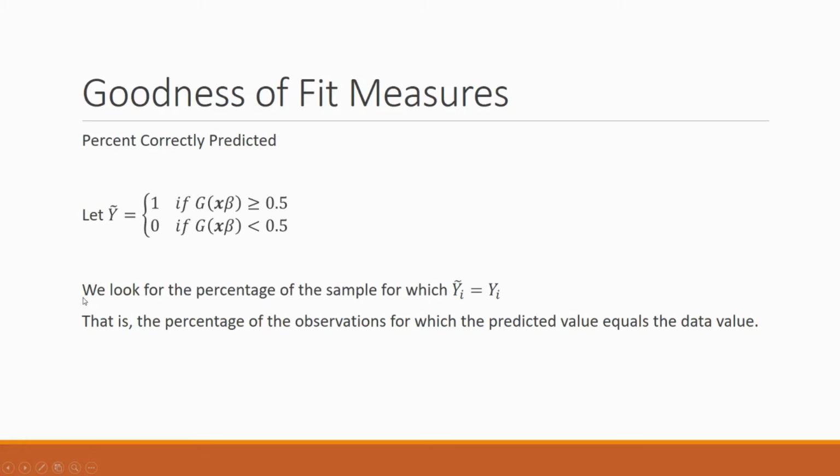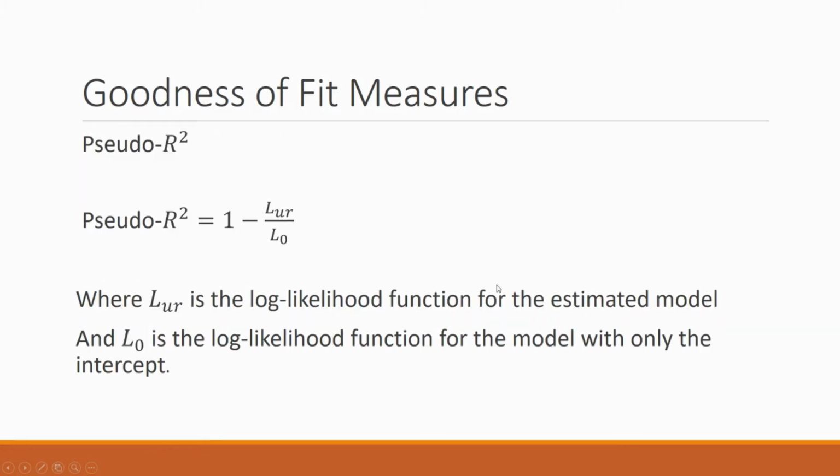And then what we do is we look at the percentage of the sample for which y squiggle equals y. That is the percentage of the observations for which the predicted value equals the data value. All right. And that percentage, we'll say the percent correctly predicted. That means the percentage of the sample for which you have correctly predicted the dependent variable. That will be a measurement of goodness of fit. We'll take a look at that.